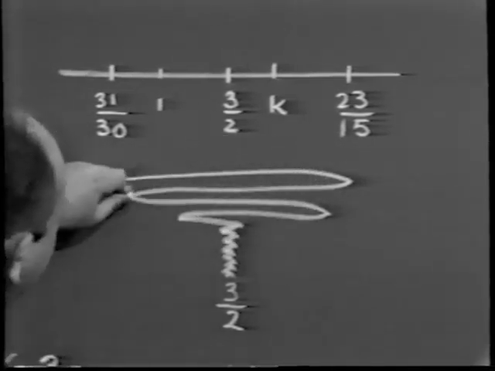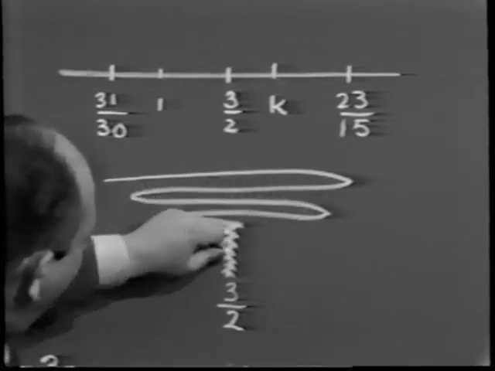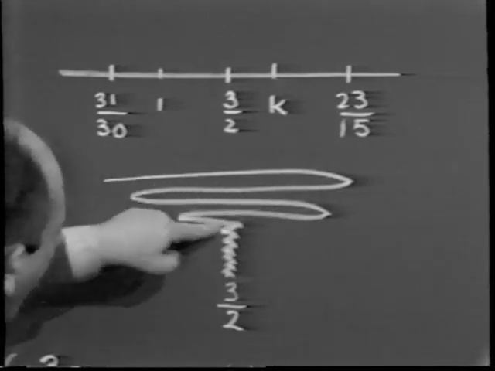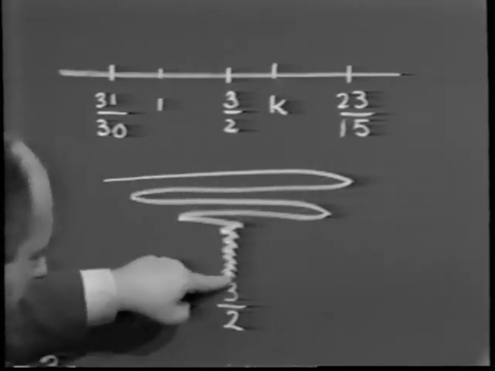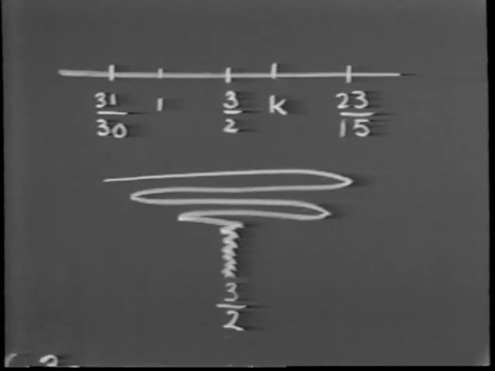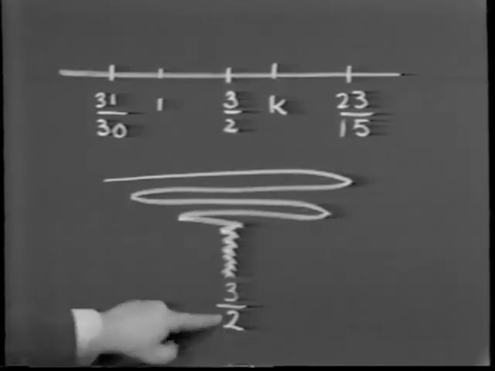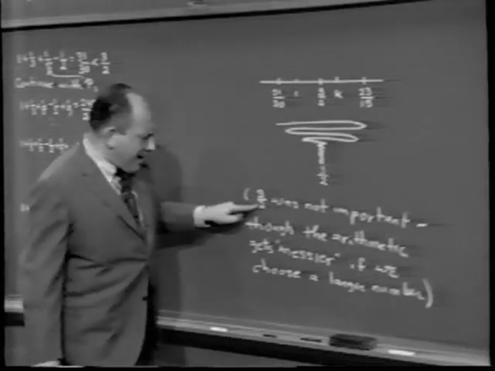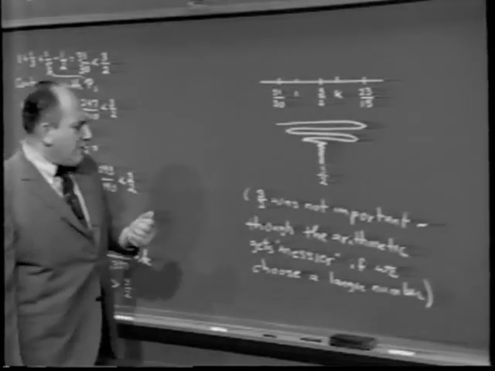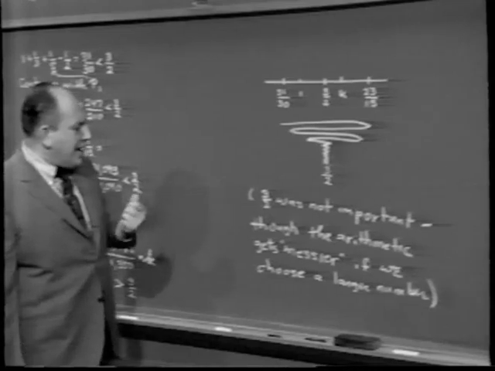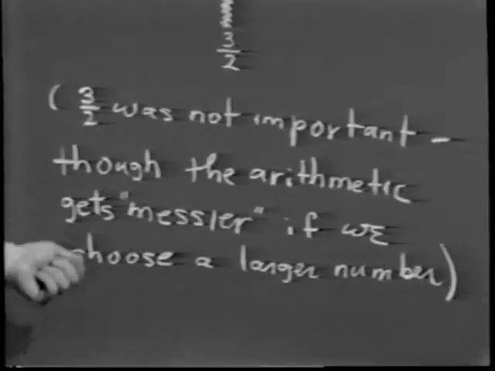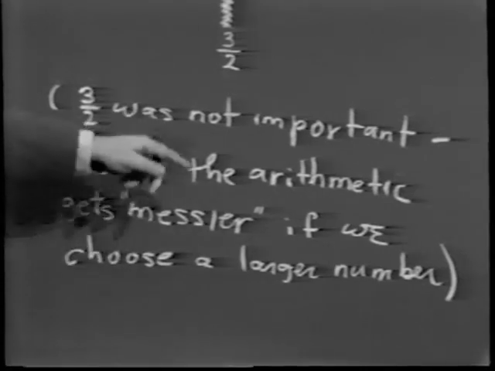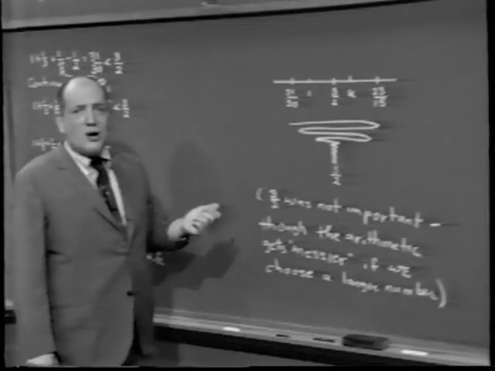What's happening is, and I hope this crazy little diagram here serves the purpose, I'm zeroing in on 3/2. In other words, this particular rearrangement will guarantee me that those terms will add up to 3/2. Now again, as I said before, 3/2 was not important, though the arithmetic gets messier, and again, that's the best word I can think of. In other words, I went through several sheets of paper just trying to get to the next stage over here before I realized it wasn't worth it.